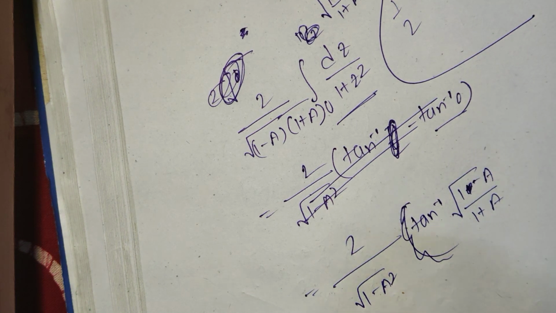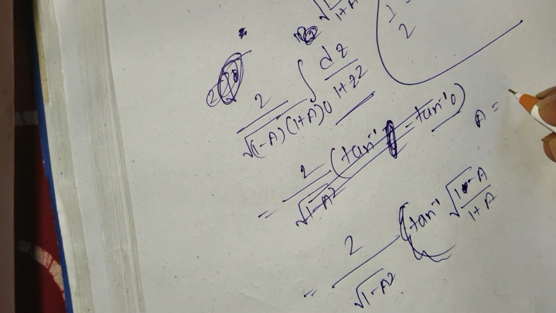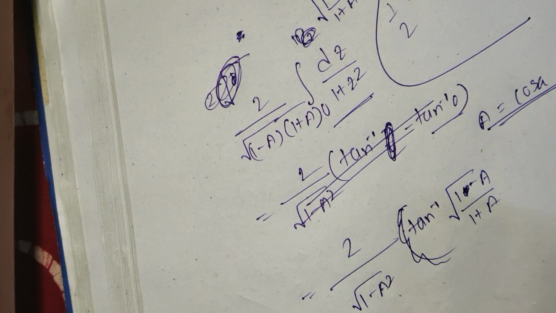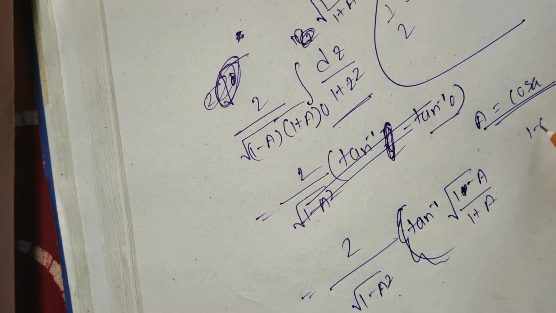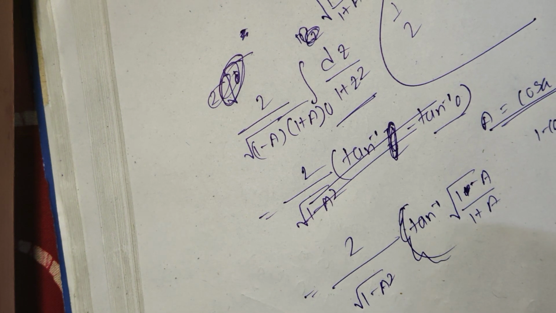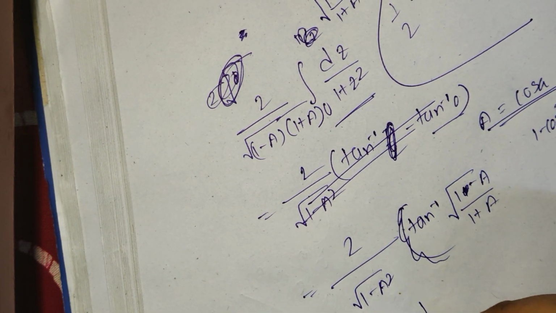So now basically what is a? We have taken a equals cos a, right? So I have to replace it. Now 1 minus a square, like 1 minus cos square a, is nothing but sin a. So 2 by sin a. So 2 by sin a, and this is tan inverse.